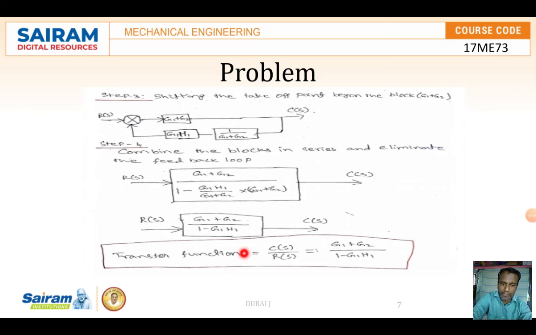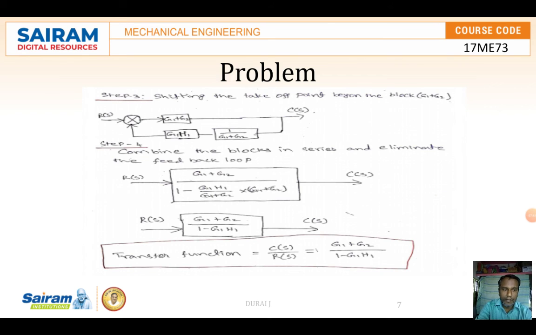Finally, we are going to write the transfer function C(s) by R(s) is equal to (G1 plus G2) by 1 minus G1 H1. In this step, this will be the G(s), and this whole reduction in the block diagram will be the H(s). That means G1 H1 by (G1 plus G2) is the H(s). So substituting, G(s) is G1 plus G2, divided by 1 minus G(s) times H(s), where G(s) is G1 plus G2 and H(s) is G1 H1 by (G1 plus G2). So G1 plus G2 gets cancelled, and finally you get this formula.